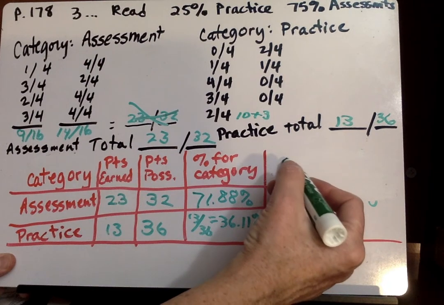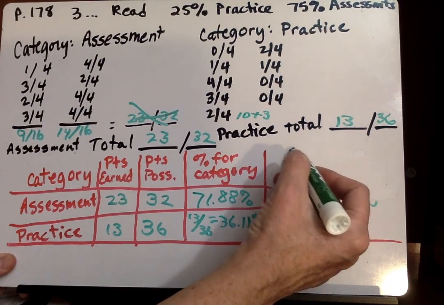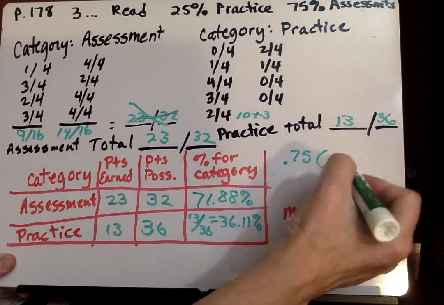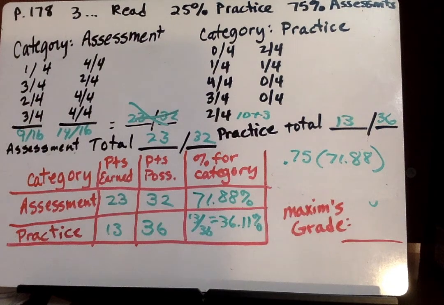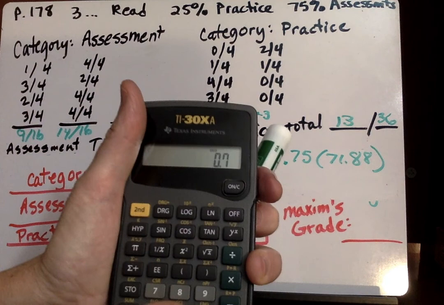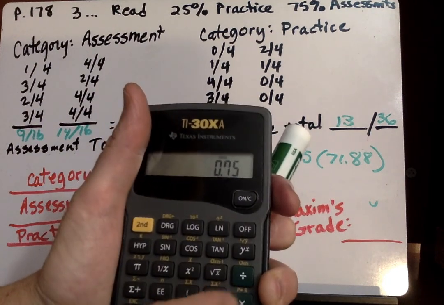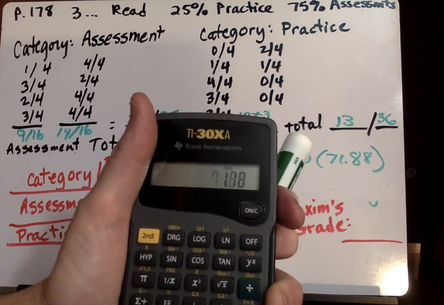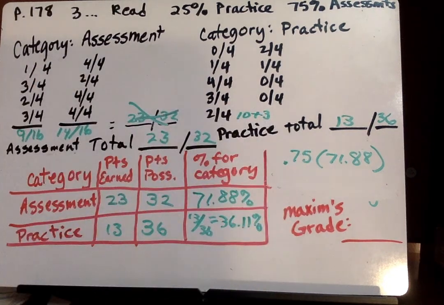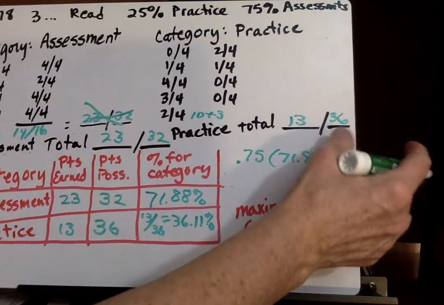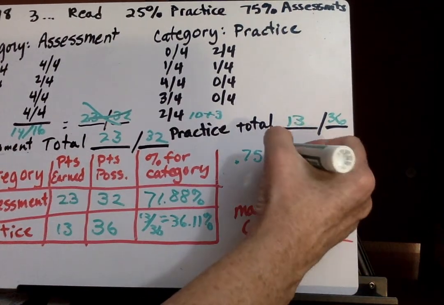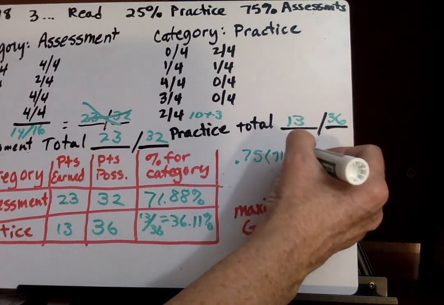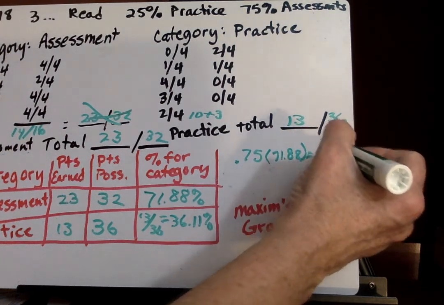So we take 0.75 times 71.88, and we're going to get, so we go 0.75 times 71.88, 53.91. And I should have written that smaller. 0.75 times 71.88 equals 53.91.